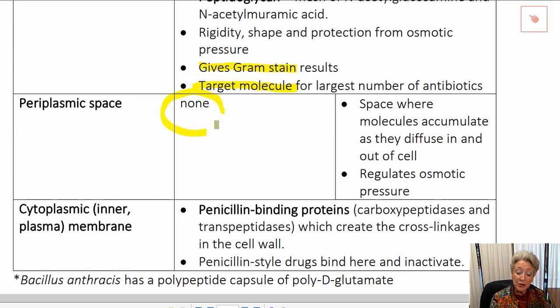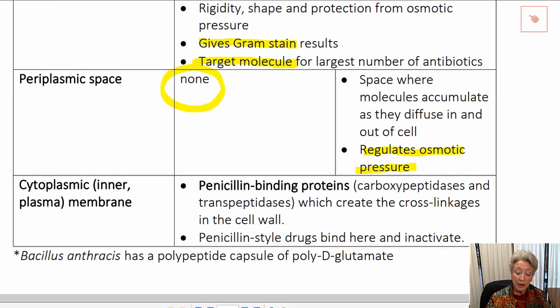The periplasmic space, remember, exists only in the gram-negative. It functions to regulate osmotic pressure, and things will diffuse in and out of the cell through there. And then the cytoplasmic membrane is the site of anything which requires membrane support biochemically, so oxidative phosphorylation and DNA replication, all of that, but also is the site where I find these cell wall synthesizing enzymes, carboxypeptidases and transpeptidases, which create the cross-linkages in the cell wall.